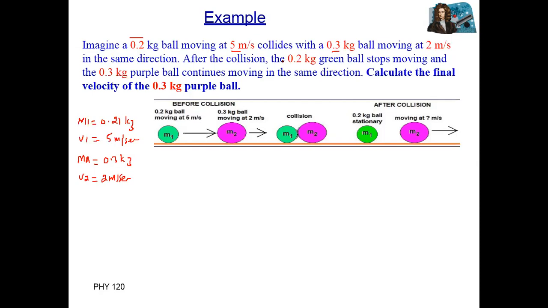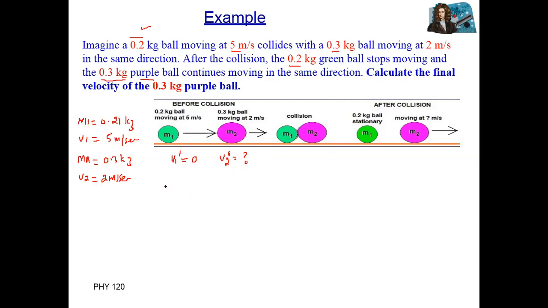So after the collision, the 0.2 kg, it means mass number 1, the green ball, stops moving. It means that v1 prime, the velocity of mass number 1 after collision, is equal to 0. It completely stops. And the 0.3 kg purple ball continues moving in the same direction. Calculate the final velocity of the second ball. We don't know v2 prime. We can find the velocity value by using the law of conservation of momentum.